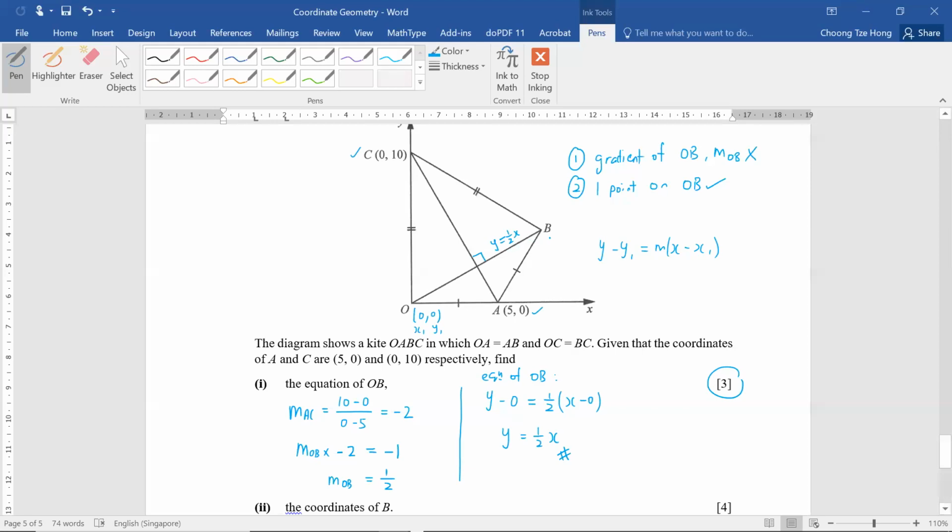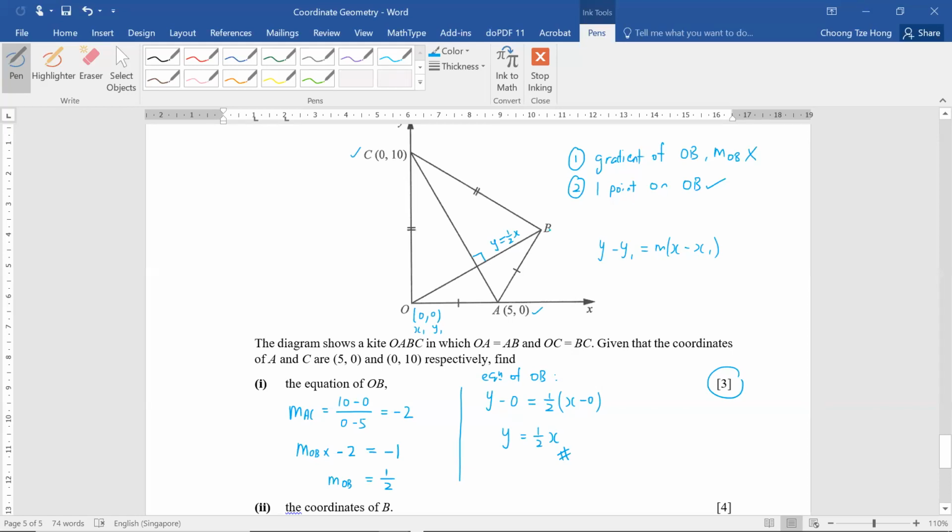If we know the coordinates of B, then we can, but the question is asking us to find the coordinates of B in the first place. Neither can we find the gradient of BC. So you abandon the idea of finding the two equations and solving simultaneously. The next thing I would like you to think about is: what is the info that we don't know yet, or rather, given in the question, but we haven't made use of yet?